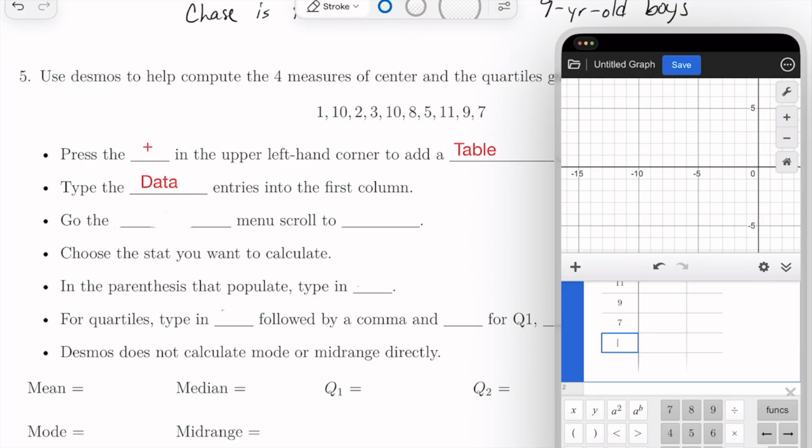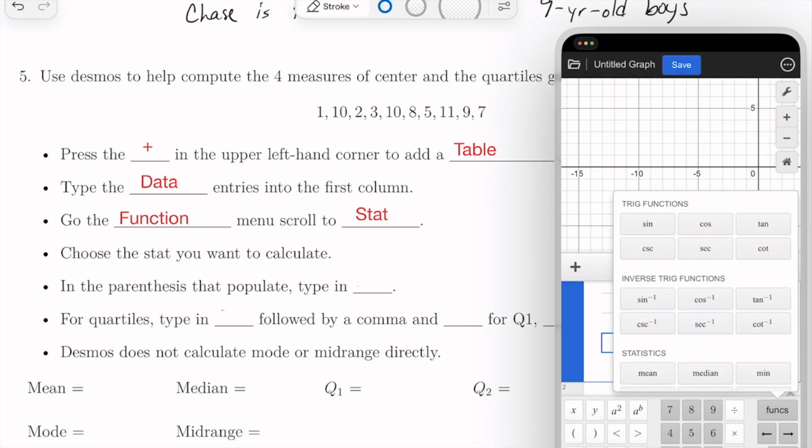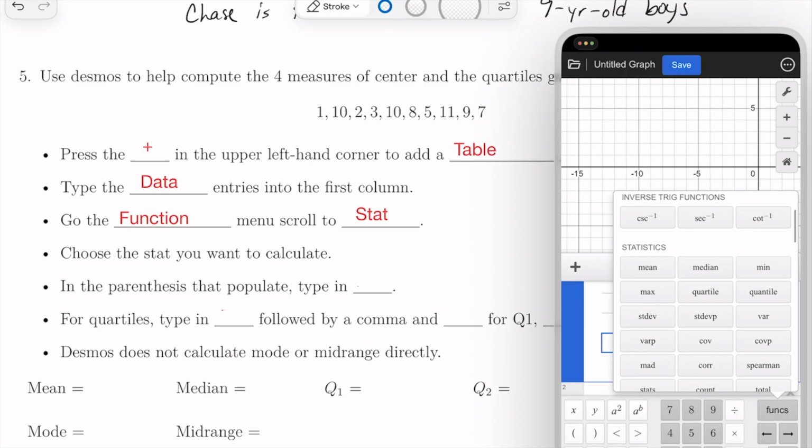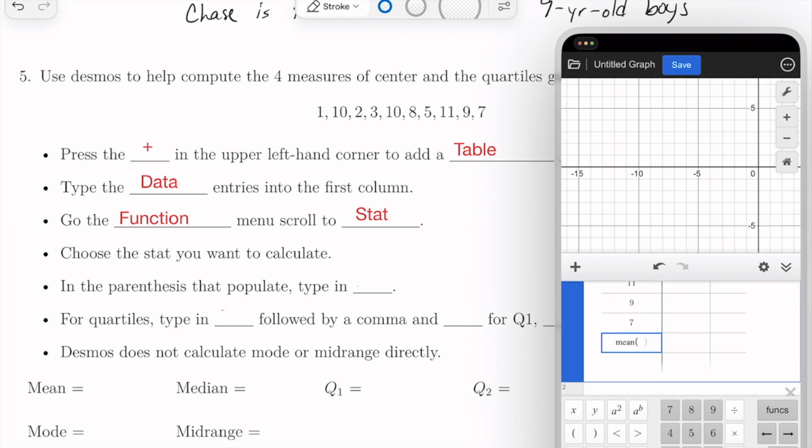Now that those are all typed in, we're going to go to the function menu and scroll to stat. The function menu is over on the right-hand side of the calculator, and it's the fourth button up. So I'll hit the function button. You can see right there where it is. And then if I go down, you can see I have statistics right there. We have to choose which stat we want to calculate. Well, I want to calculate the mean first.